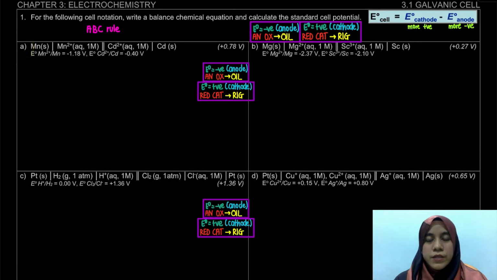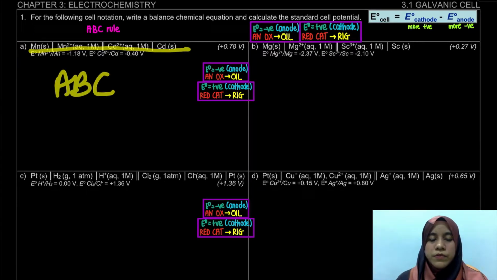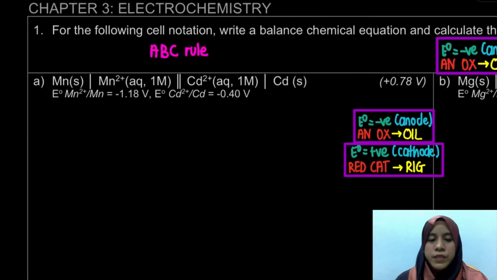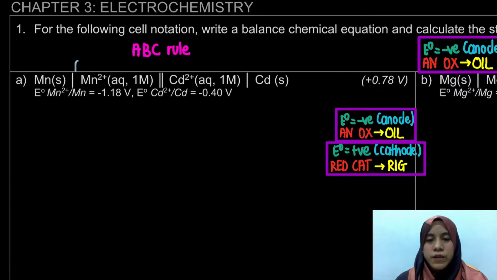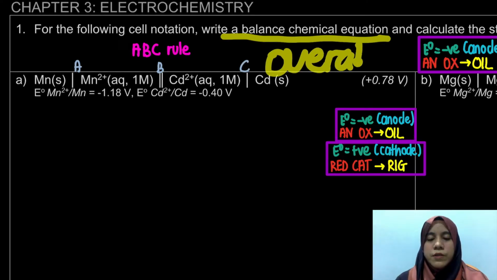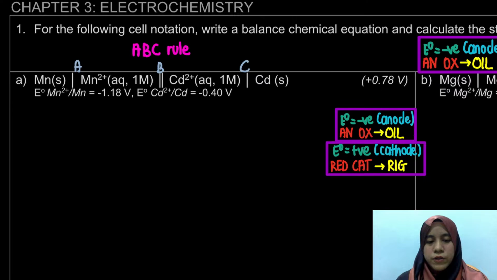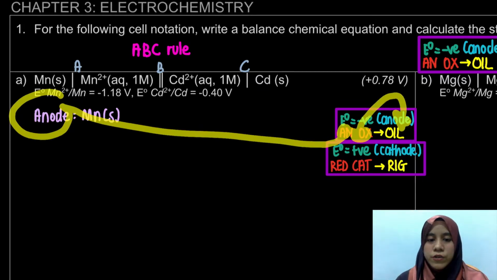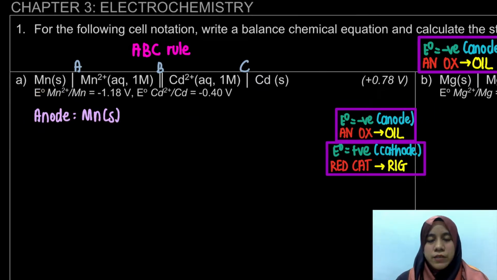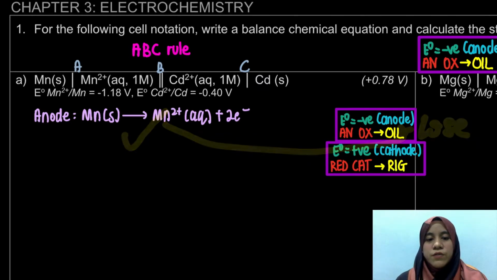Example E. Here is the cell notation. First thing first, I'm going to label which one is the anode, bridge, and cathode. Once I have labeled it, let's write down the equations, because to find the overall cell equation, we have to write down the anode and cathode. The anode is my magnesium solid. Remember, anode is oxidation, and oxidation is losing electrons. So what we write here is not plus electron; you have to show the arrow. The product is Mg2+ aqueous plus 2 electrons. When we check, it is losing electrons, so that is the equation for the anode.